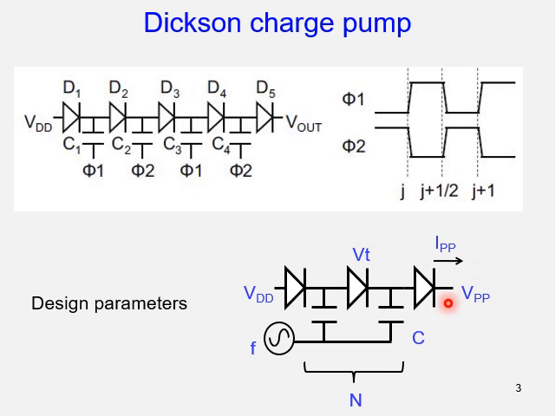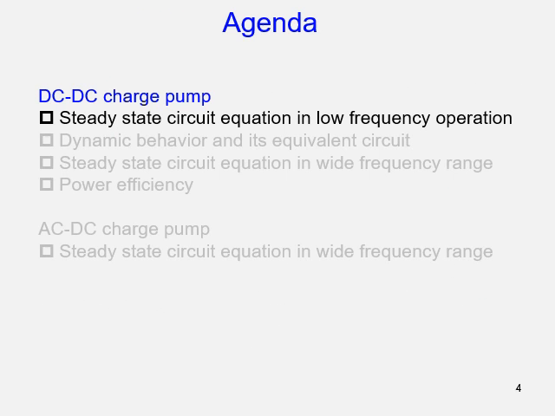Output voltage VP and output current IPP. Of course, IPP has time-varying components, and so here IPP shows the average output current over a period. And also F shows the clock frequency. Then I'm going to show how to get the steady-state circuit equation in low-frequency operation.